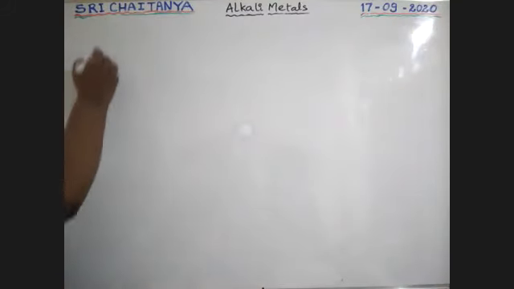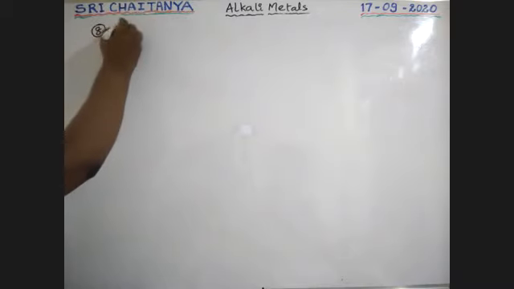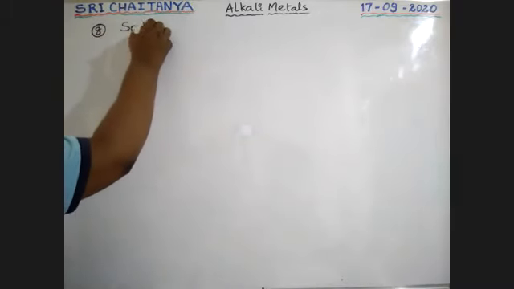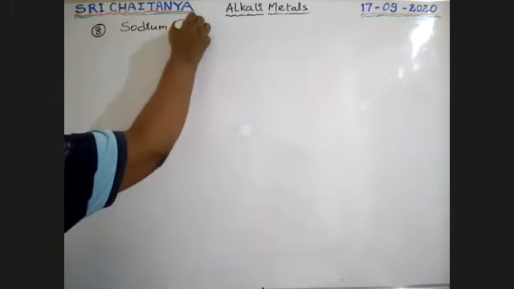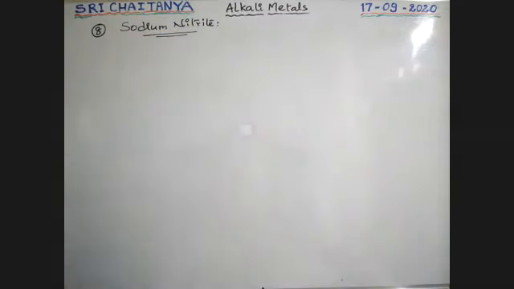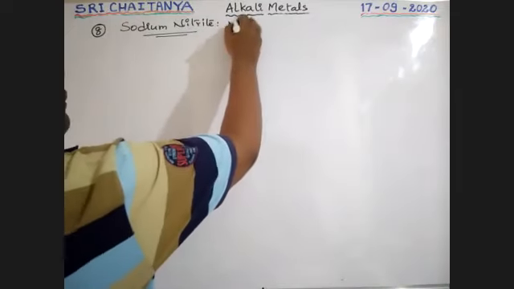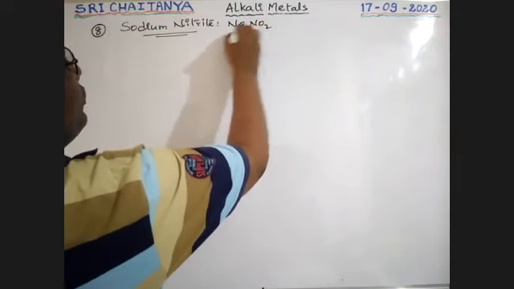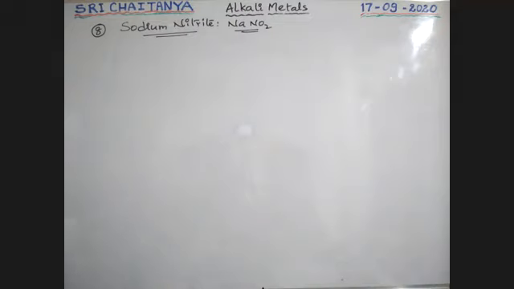How much is it? Eighth one. Sodium nitrite. Its formula is NaNO2. So what are the preparation methods?